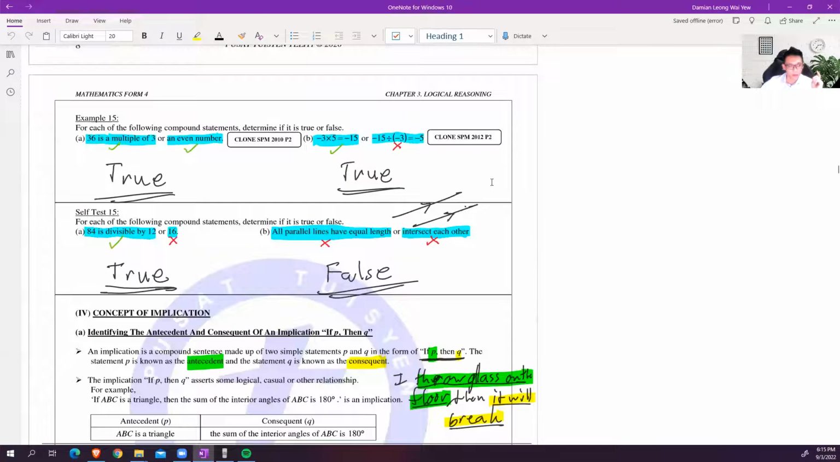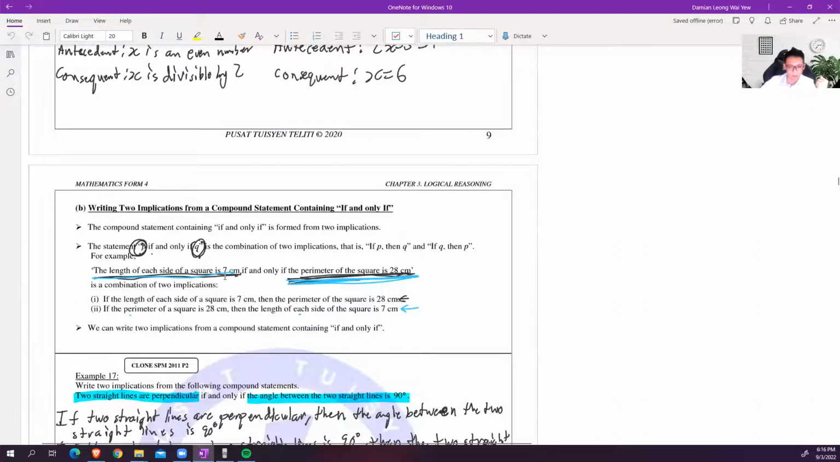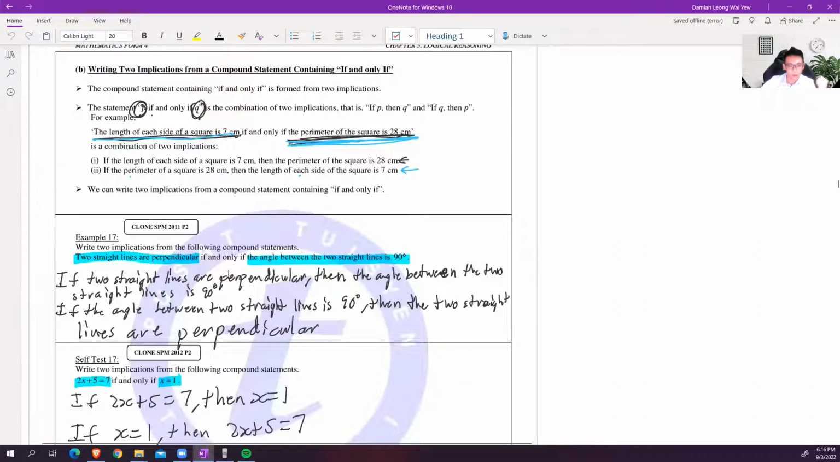Then we have implications. Implications is if-then statements. If something, then something. The first one is your antecedent. The second one is your consequent. If your antecedent happens, then the consequent will be what? It's like consequences.